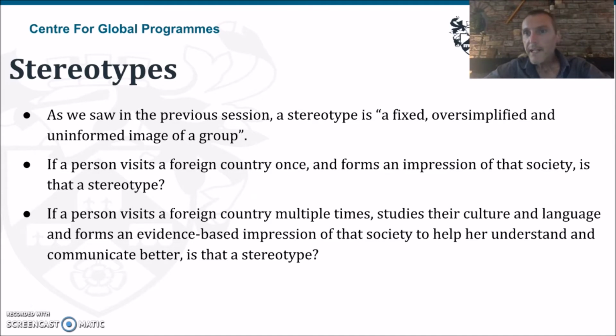So we're really interested in the idea of stereotypes here, and we begin by referencing a definition of stereotypes from I think it was the first session. Yeah, a stereotype is a fixed, oversimplified, and uninformed image of a group. Okay, and then we asked students two questions. If a person visits a foreign country once and forms an impression of that society, is that a stereotype? And we ask a related question, which is if a person visits a foreign country multiple times, studies their culture and language, and forms an evidence-based impression of that society to help her understand and communicate better, is that a stereotype? Okay.